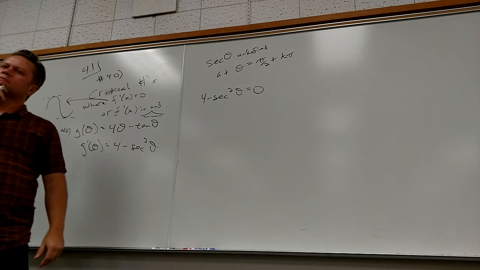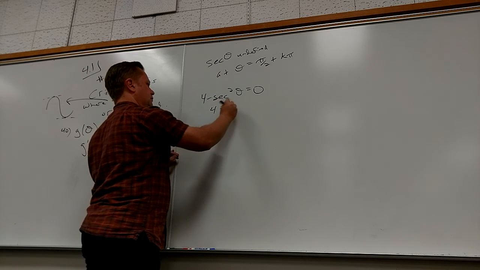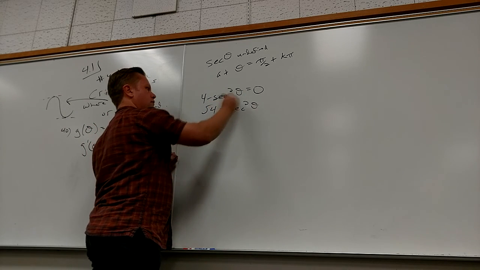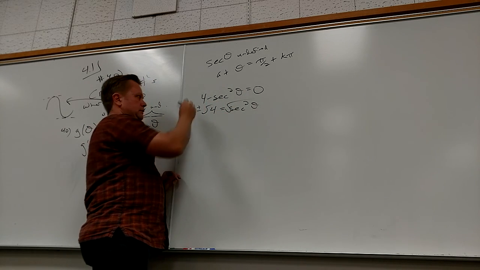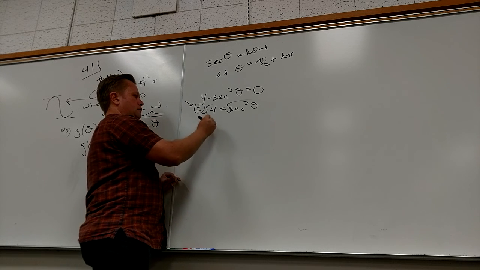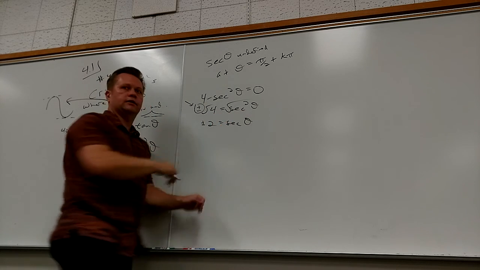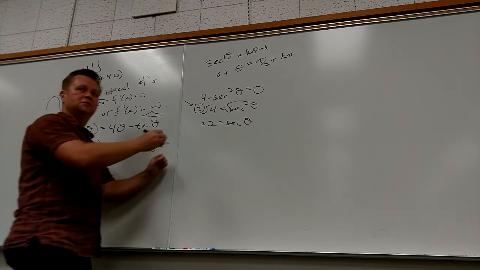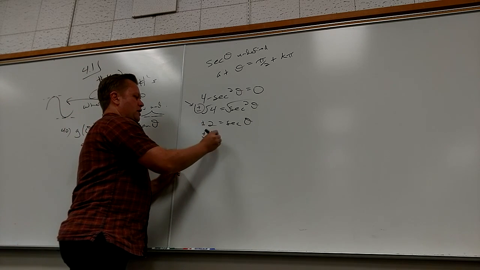Maybe we can add secant squared. Okay, I like it. And then we can square root secant squared with 4, and we get plus or minus 2 is equal to secant theta. Which means plus or minus 1/2 equals cosine theta.